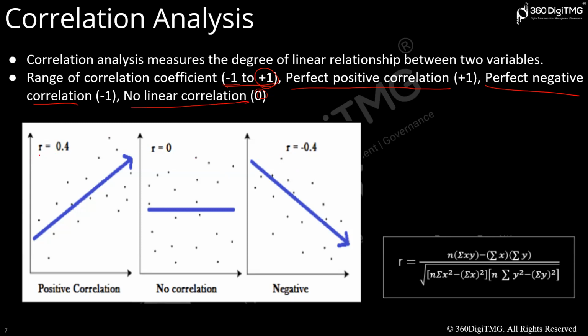As you can see here, R is equal to 0.4, just positively correlated. R is equal to 0, there's no correlation. And R is equal to -0.4, it is negatively correlated.